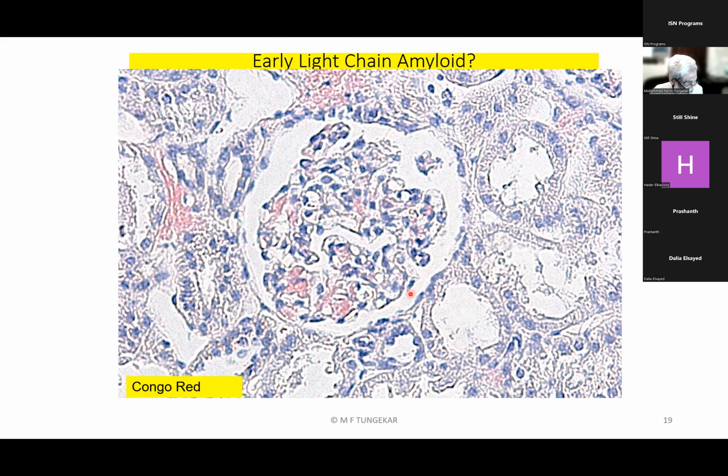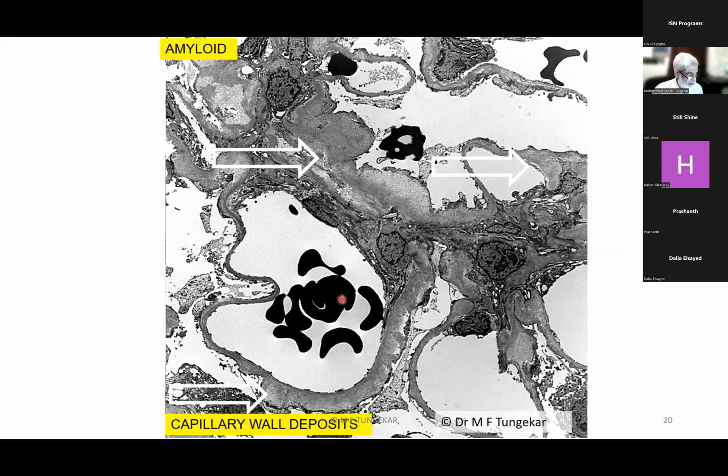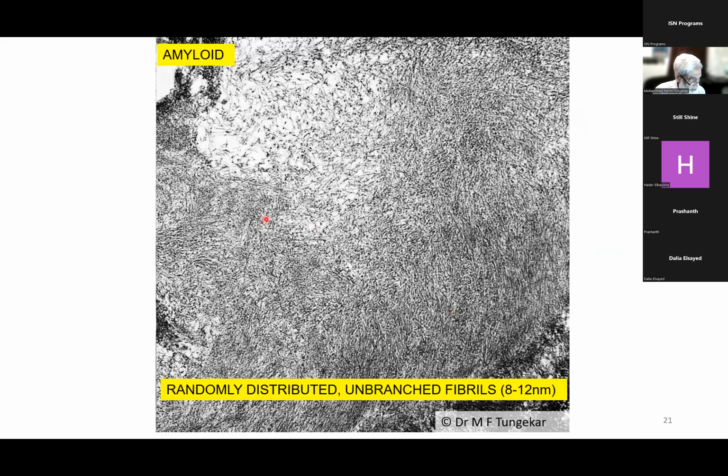And you can just find some Congo red positivity. We're not sure, in fact, whether this is amyloid or not. You see, so EM, and no problem. See, capillary wall is layered with this deposition here and here as well. It's not uniform everywhere, but it's seen in most capillary walls. And at higher magnification, you see the typical randomly distributed unbranched fibrils of 8 to 12 nanometers in diameter. So it was an easy diagnosis.